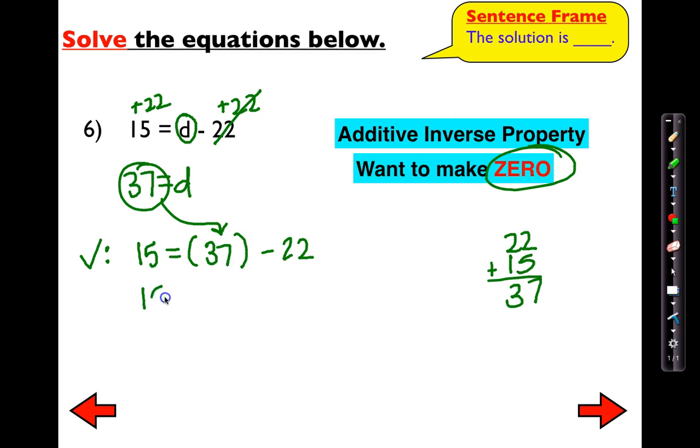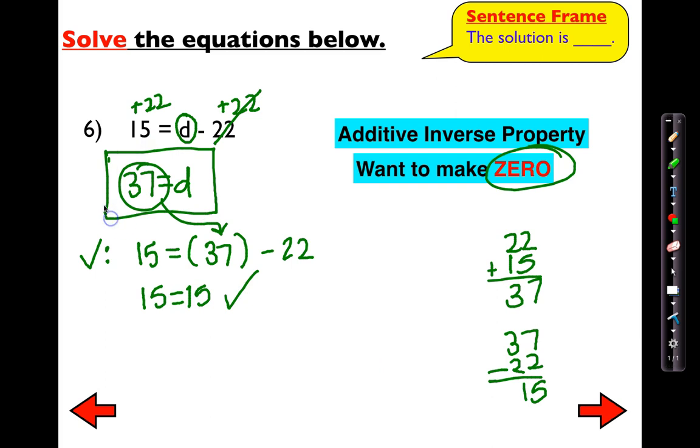So here, 15 equals, what is 37 minus 22? Let's check that out. That's going to be 15. So is this true? Yes. So I can confidently say my answer is 37 equals D. So I would say the solution is 37 equals D. Now, to answer the next question, which they didn't actually ask me to do, but if they ask me to state the property, since I added 22 to both sides, that is the addition property of equality.